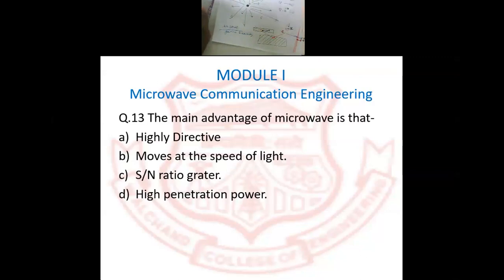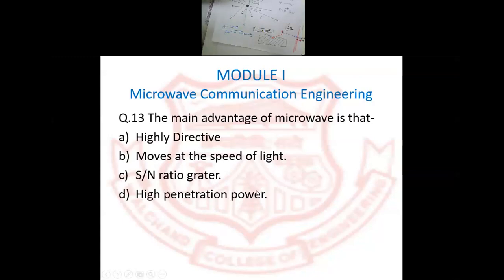And even if you see that whatever the wave we have, if it is propagating in free space, it will move at the speed of light. Okay, that is about wave propagating in space. And it has a signal to noise ratio greater. So we can just answer is about saying is D. Someone is saying answer is D.